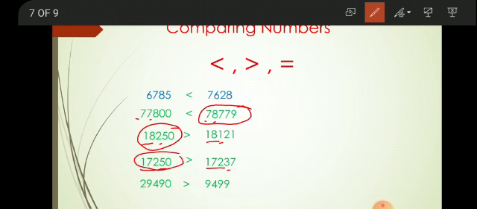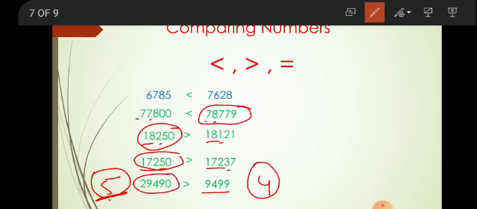What happens if the number of digits are not the same? Here I am having a number of 5 digits and here I am having a number of 4 digits. So you easily know that this is 29,490 and this is the number of 9,000 only. So the number which is having more digits is a greater number.